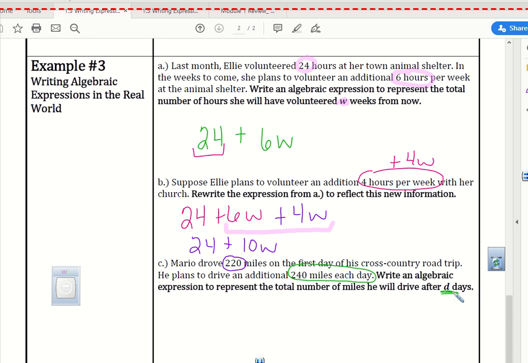I just want to point out here that, for example, letters A and B gave you the variable that they wanted you to use. They wanted you to use W. Letter C wants you to use the variable D. So when you guys are doing this on your own, especially on a test or a quiz, make sure you're writing the variable notation that they want you to use. So here D is number of days. So he's starting with 220 miles.